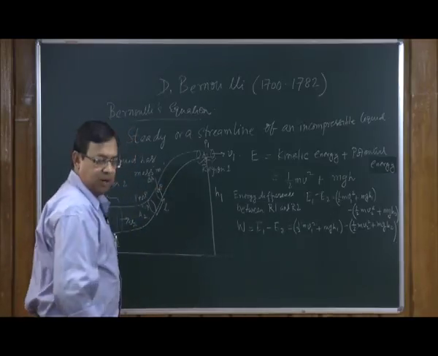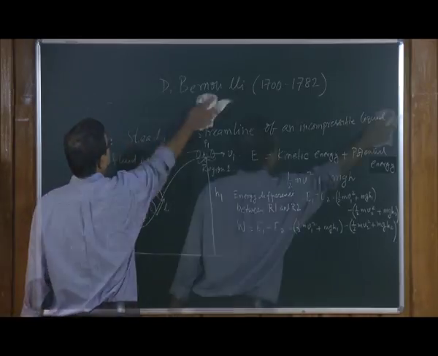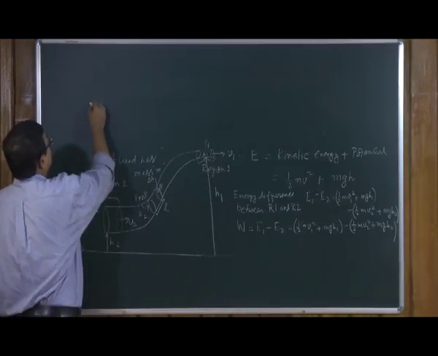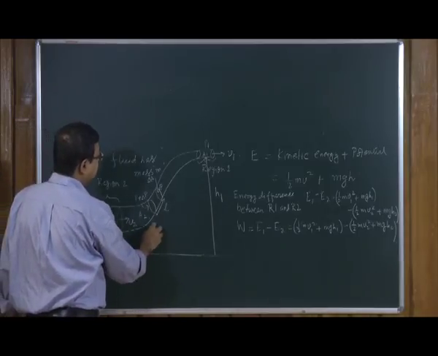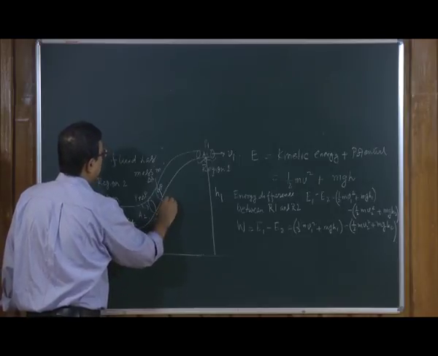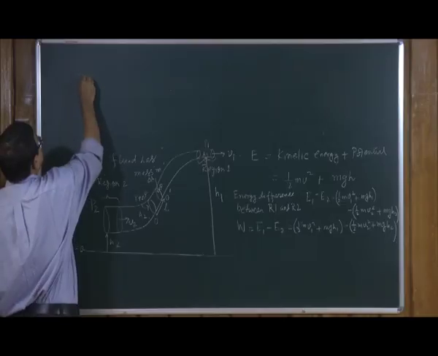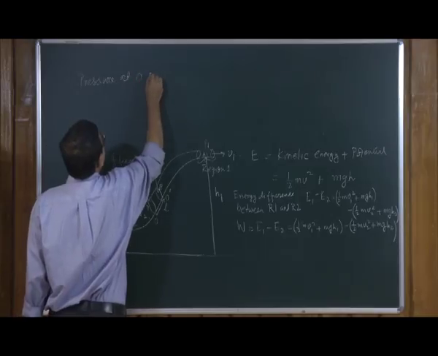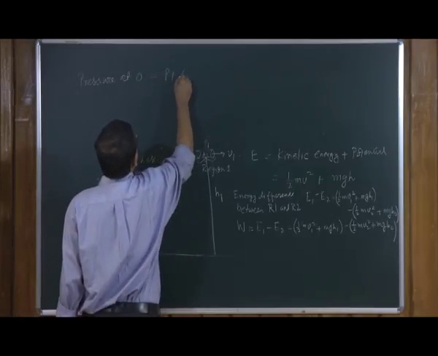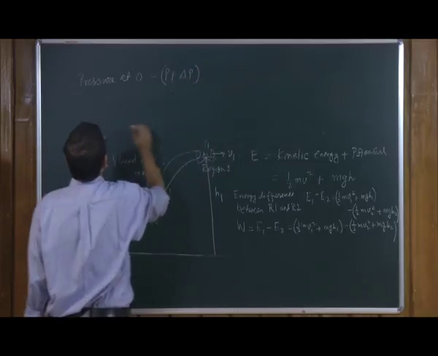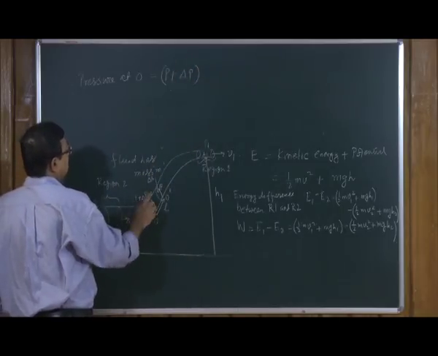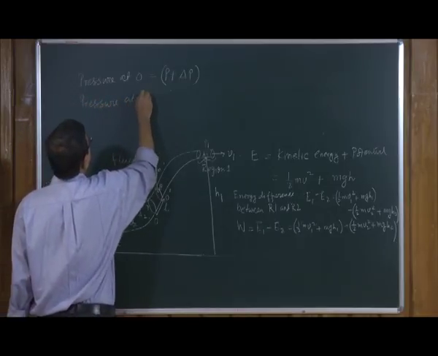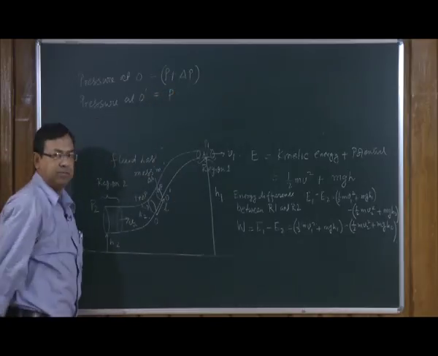We can erase some of these things here. Let us call this point O and this point O prime. The pressure at O is equal to P plus delta P, and the pressure at O prime is equal to P.